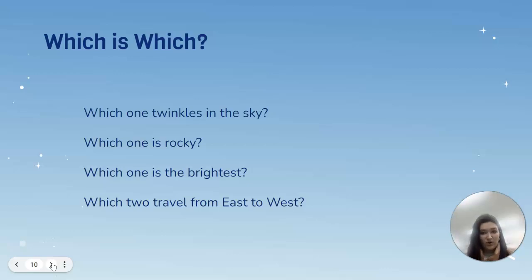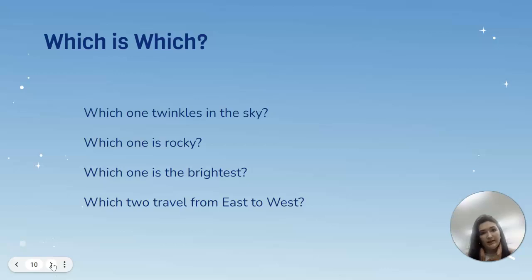If you said stars, you would be right, okay? The stars are the ones that look like they're twinkling in the sky. Which one is Rocky? If you said the moon, you would be right again, right? We can look up in the sky and we can kind of see that it looks kind of rocky, right? It's not really like bright and blazing like the sun is. The sun kind of looks like fire almost, okay? Now the moon's not like that. It looks kind of rocky.